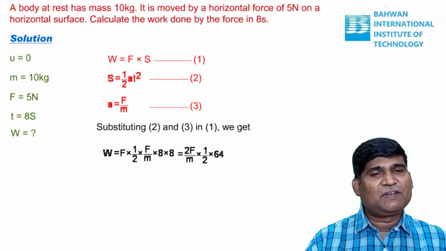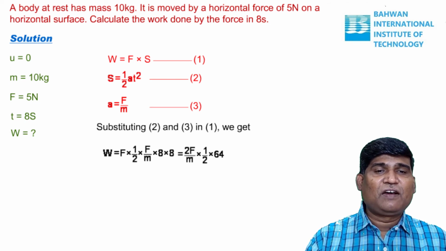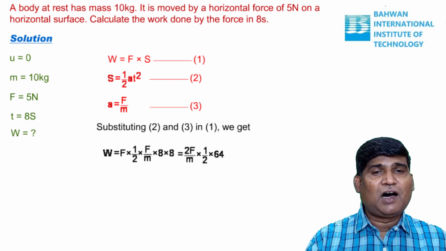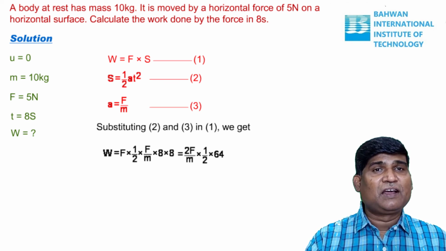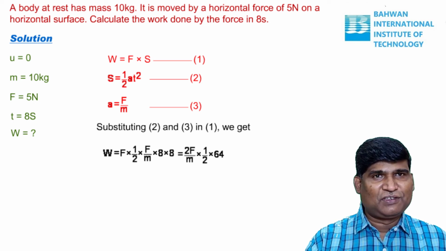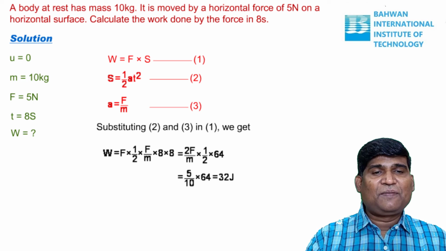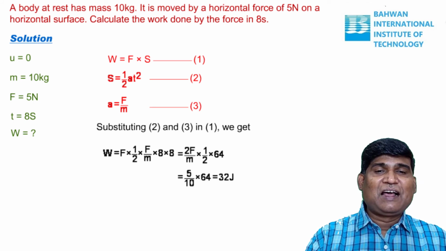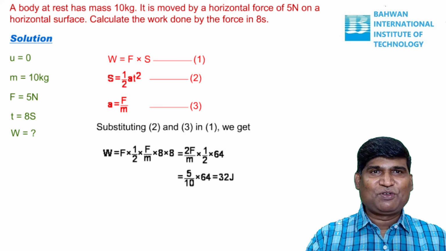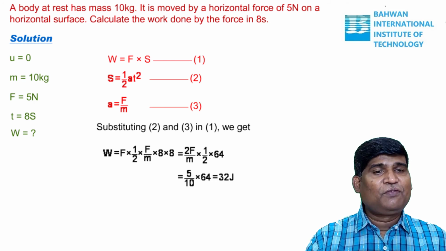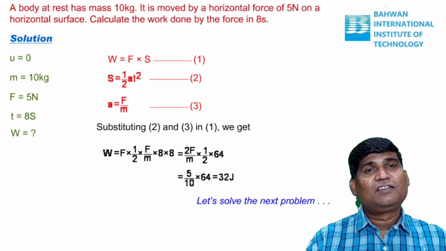So I substituted all those things. Equation 1, equation 2, equation 3. Now in the place of F it is F only, but in the place of S, we have to write half a t square, and here a is F by m, therefore half F by m into t square. Now I'm substituting the known values. Force, they have given 5, right? And mass is 10 kg, half into 5 by 10, into time square, that is 8 into 8, 8 8s are 64. So when we solve this, we got the answer 32 joules.